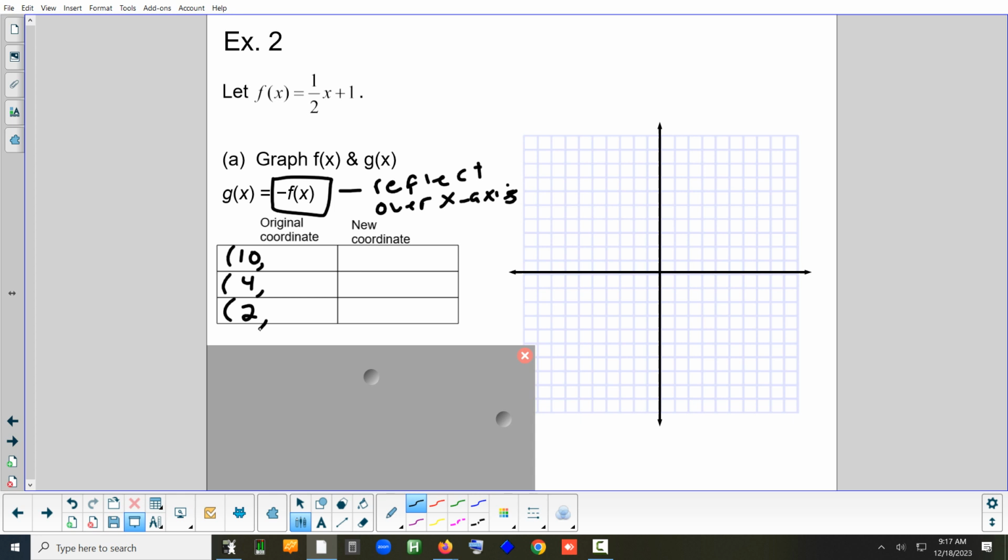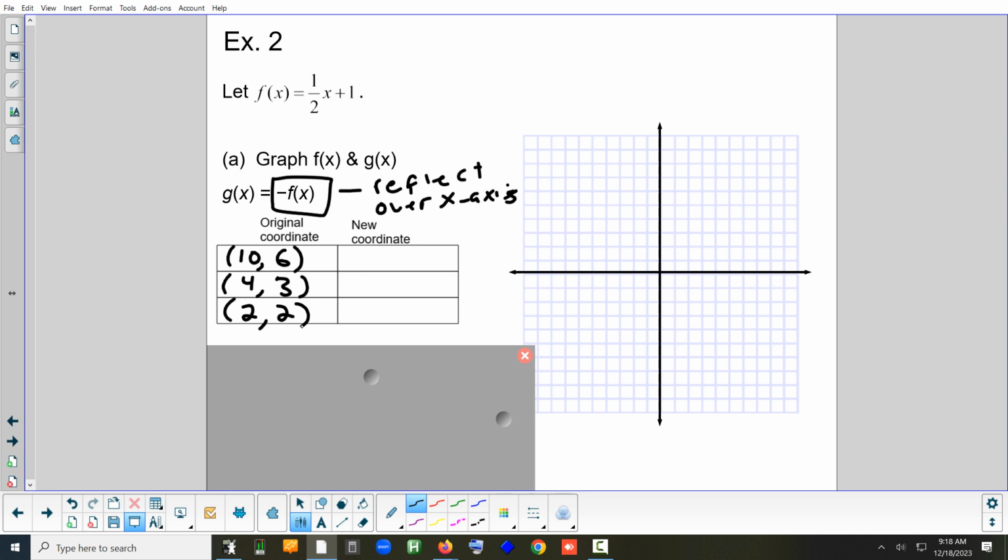5. And then plus 1? 6. Okay. Molly, what's half of 4? 2. And then plus 1? Oh wait, no, 3, sorry. 3. And then now 2. What's half of 2? 1, and then plus 1. 2. So here are the points on the original graph. Are they the only points you could pick? Definitely not. You could pick any points you want, but don't go too big and try to pick ones that aren't fractions.